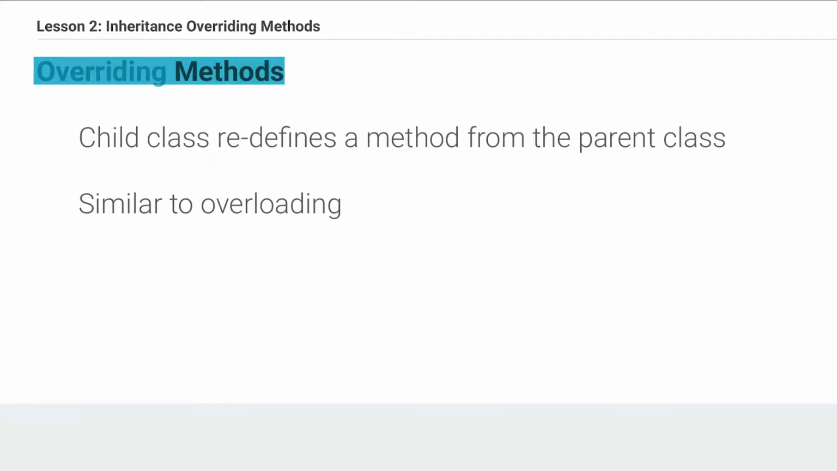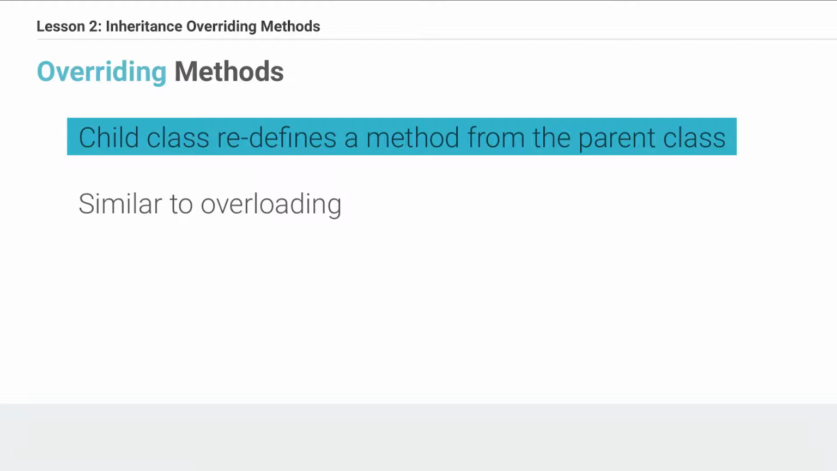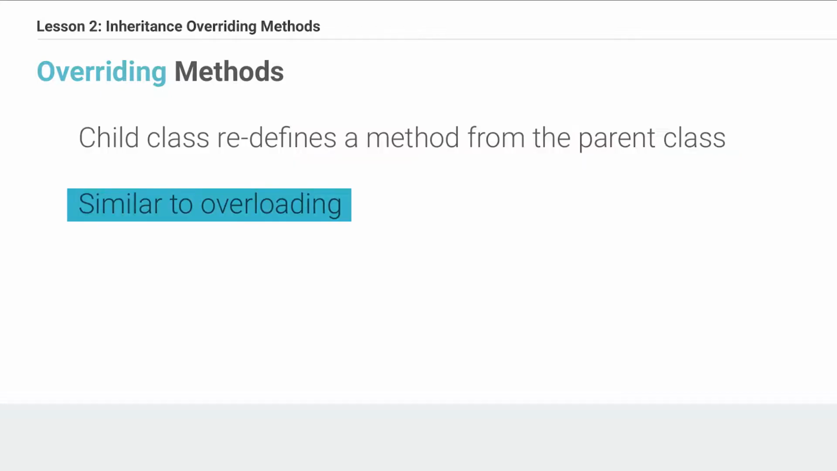The basic idea here is we have our child class, and it's going to redefine a method that already exists in the parent class. They'll have the same name, and usually they're going to have similar behavior, but the child class is going to implement the code a little bit differently. This is very similar to overloading.